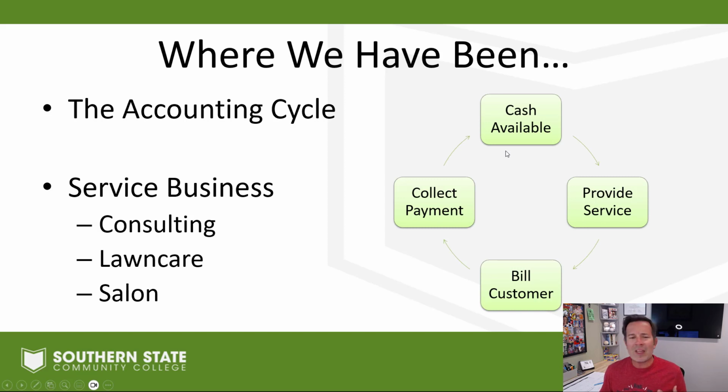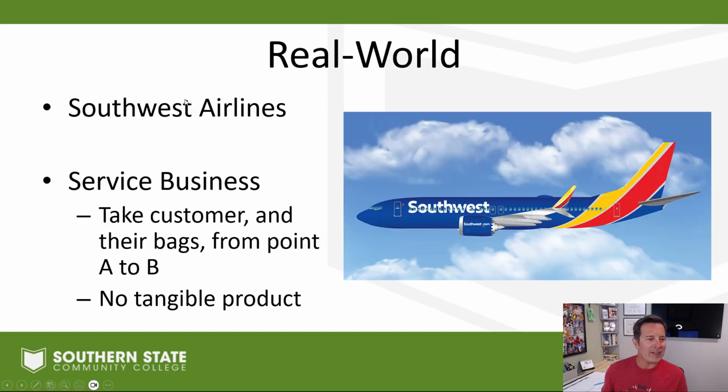And so when we think about the operating cycle of a business like that, usually they get cash, they start up the business, they go out, they find customers and clients, they provide whatever service they're trying to provide, they send a bill, they collect payment, and then they do it all over and over and over again. All right? And we demonstrated the accounting for that. And let me give you a real world example right here.